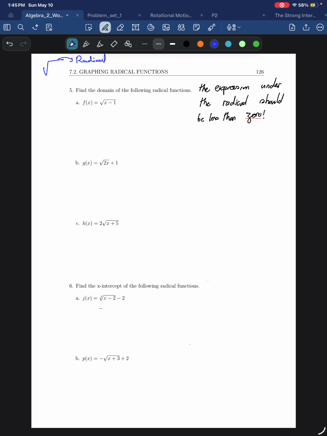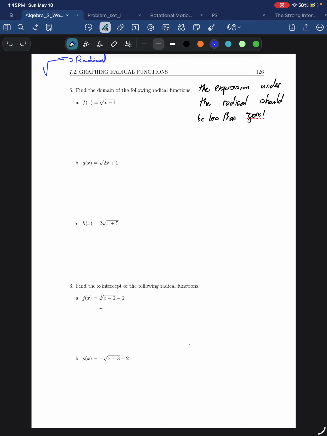So the rule to know here is that the expression under the radical should never be less than 0. Why? Because the domain will be undefined when the value of what's under it is less than 0. And what's less than 0? You get negative numbers. And notice here we can't really use negative numbers because we're talking about a square root, right? Because remember, if there's nothing there, there's a 2.